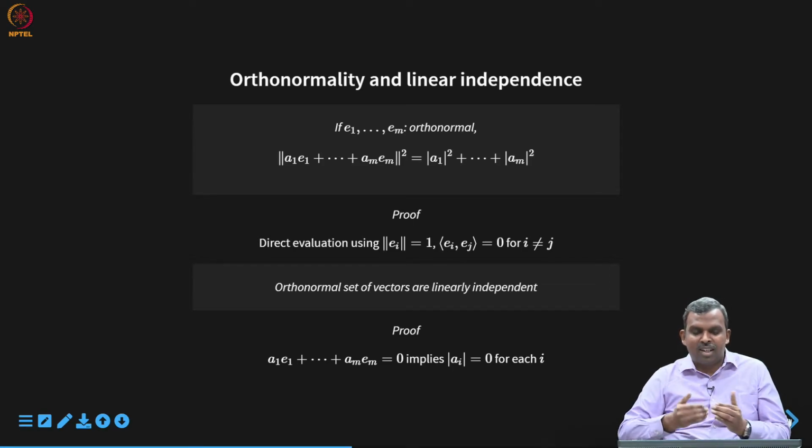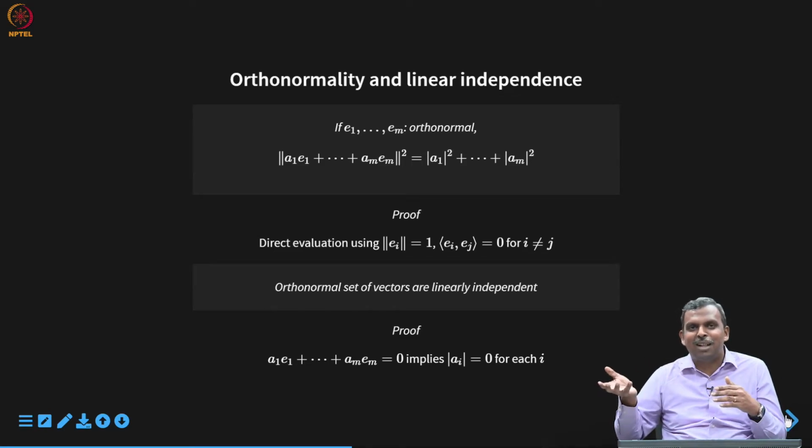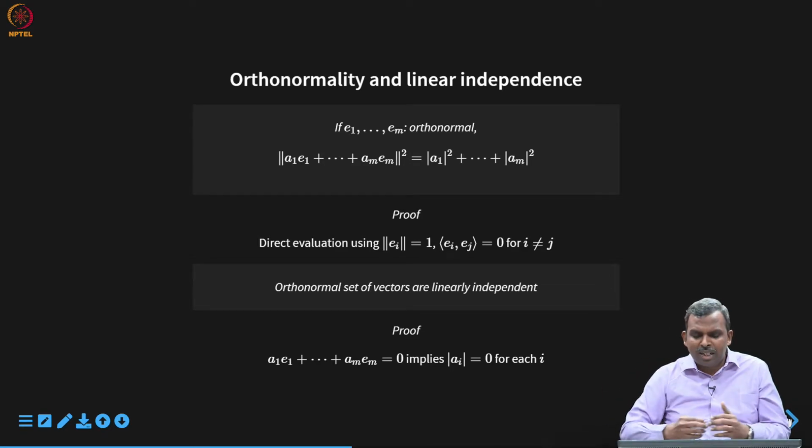So you immediately see the connection there. It is not very difficult to imagine. You can have a linearly independent set which is not orthonormal, that is possible. So it is not an if and only if. There are very many linearly independent sets which are not orthonormal, but orthonormal sets are linearly independent. So this immediately gives you a lot of restrictions.